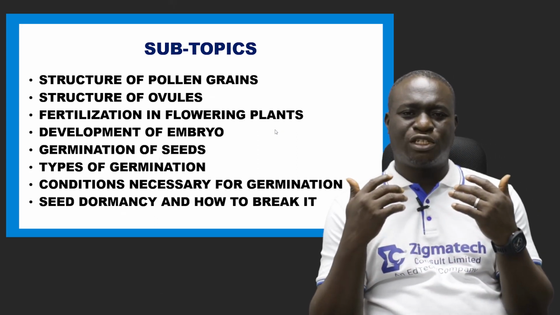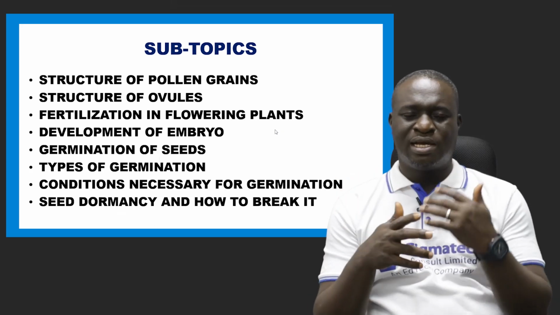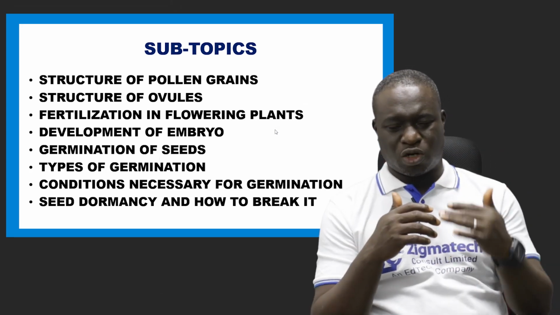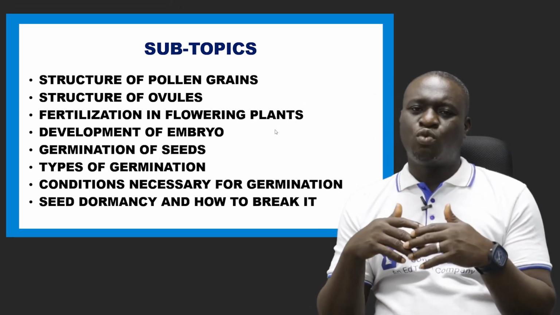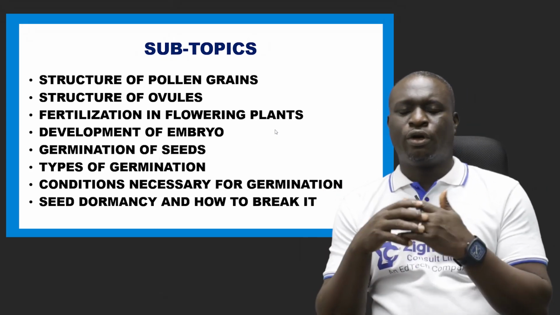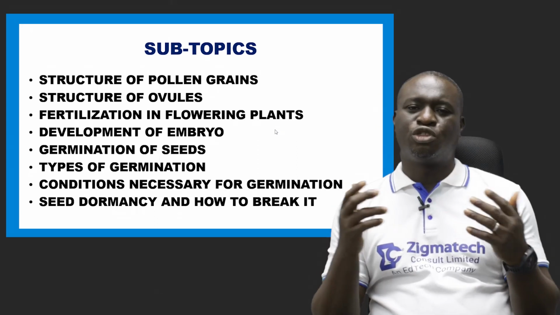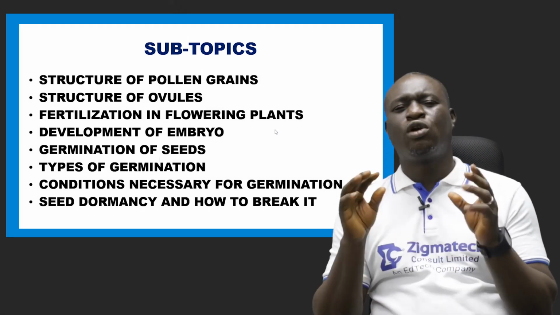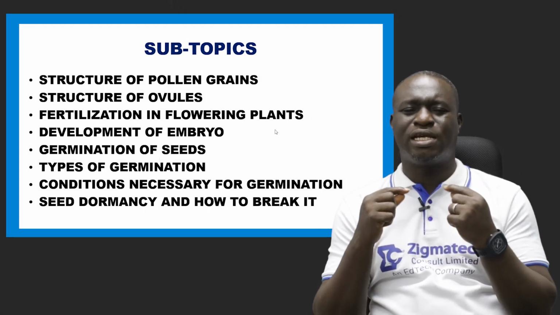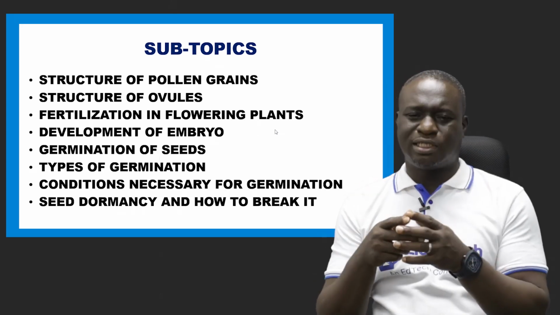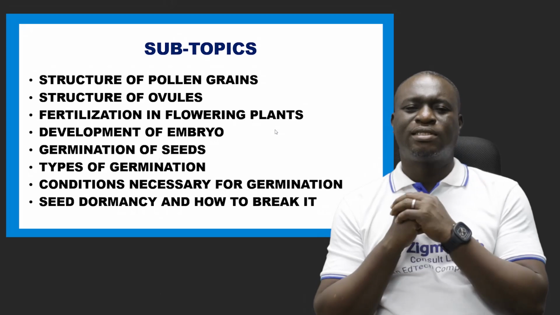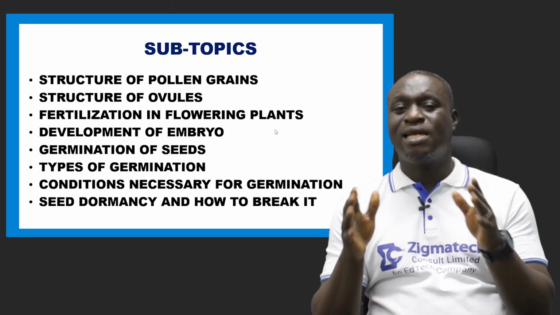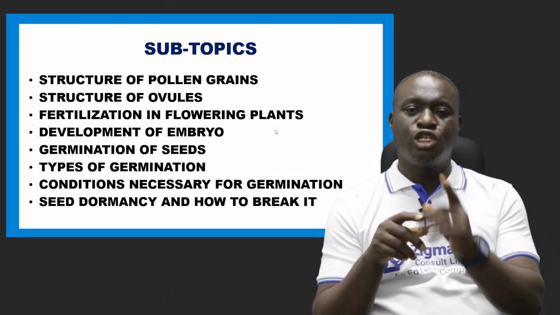After fertilization has taken place, a zygote is formed. What happens to this embryo? What are the processes of development? What makes up the embryo? And then we're also going to be talking about germination of seeds. We're going to be looking at the types of germination and the conditions that are necessary for germination. Then we're going to note what it means for a seed to be dormant, that is seed dormancy, and how to break seed dormancy. So these are the subtopics we're going to be looking at in this topic, development of new seeds.